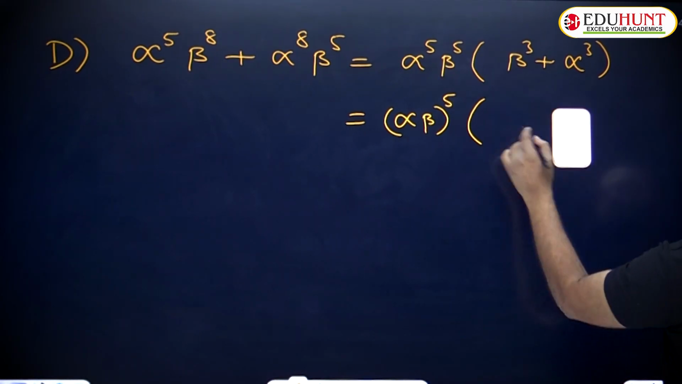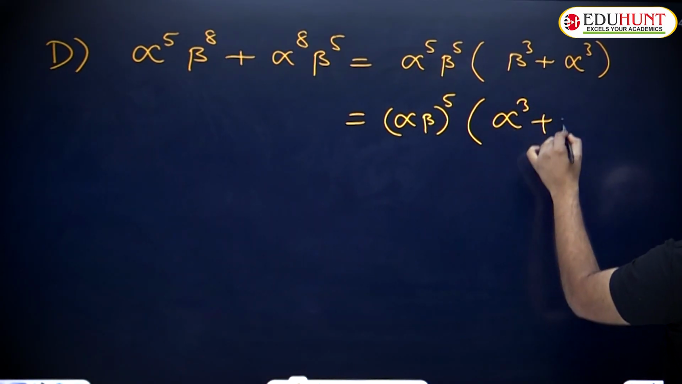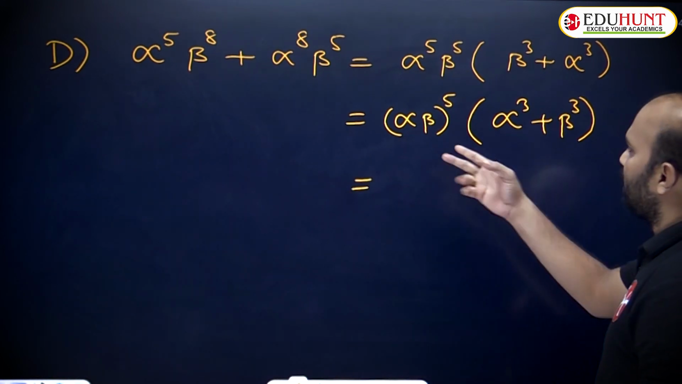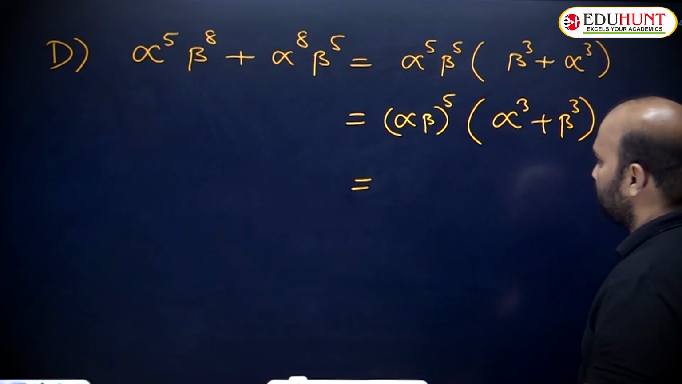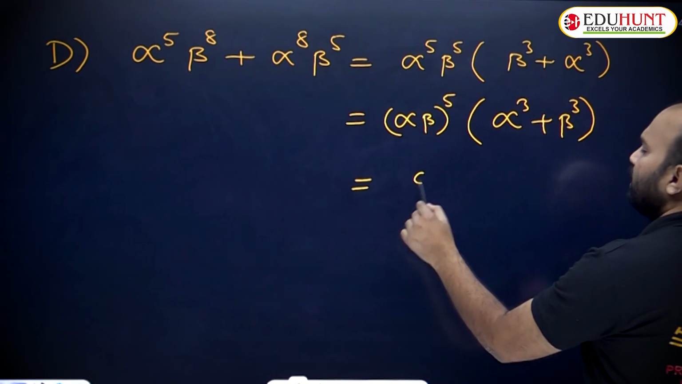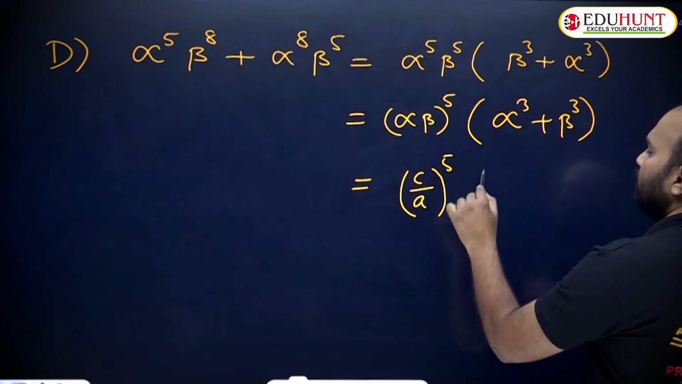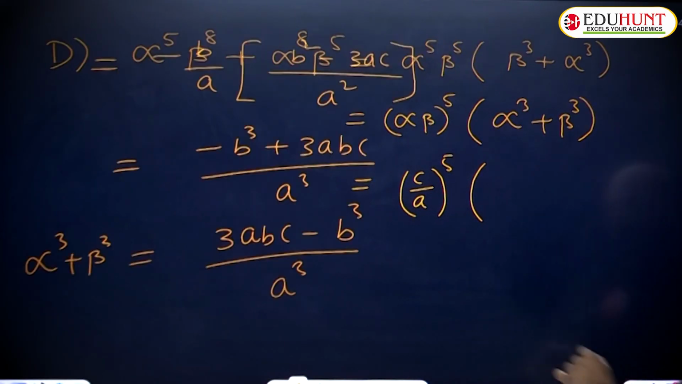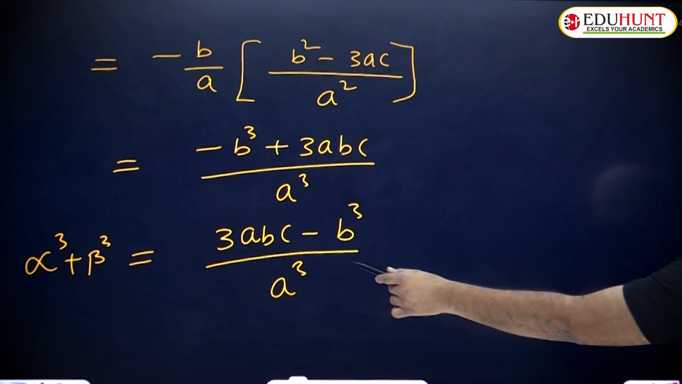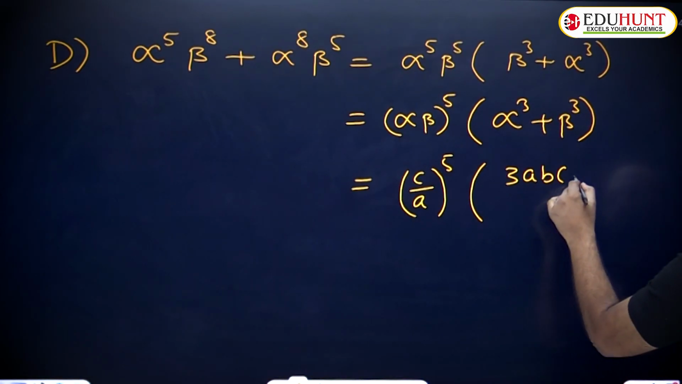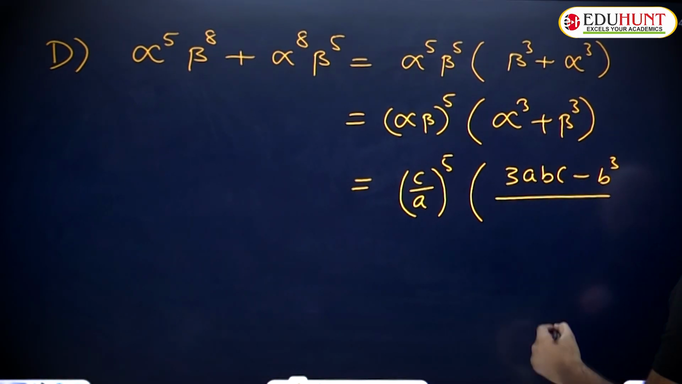Am I clear? So it can be written alpha cube plus beta cube. According to the formulas, alpha beta is the product of roots, the value is c by a. Alpha beta value, c by a whole power 5, into alpha cube plus beta cube, for which we already got the value 3abc minus b cube by a cube.